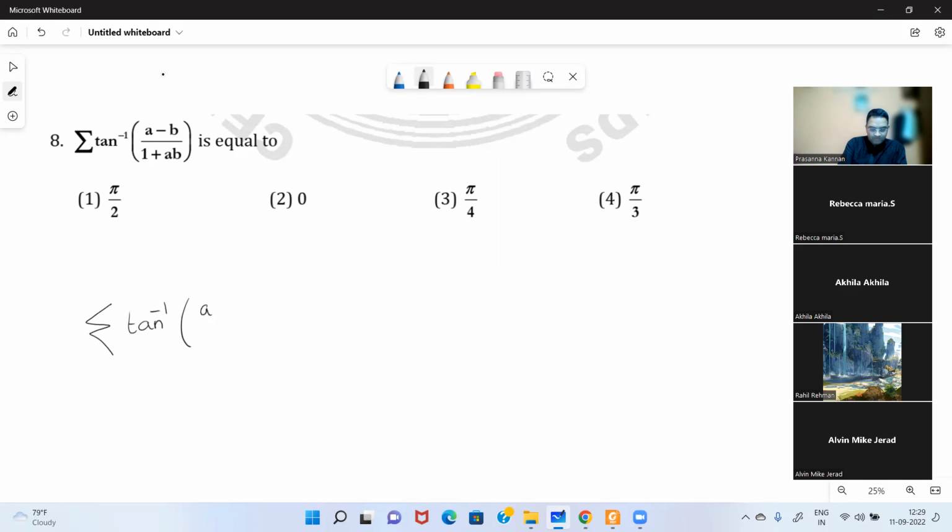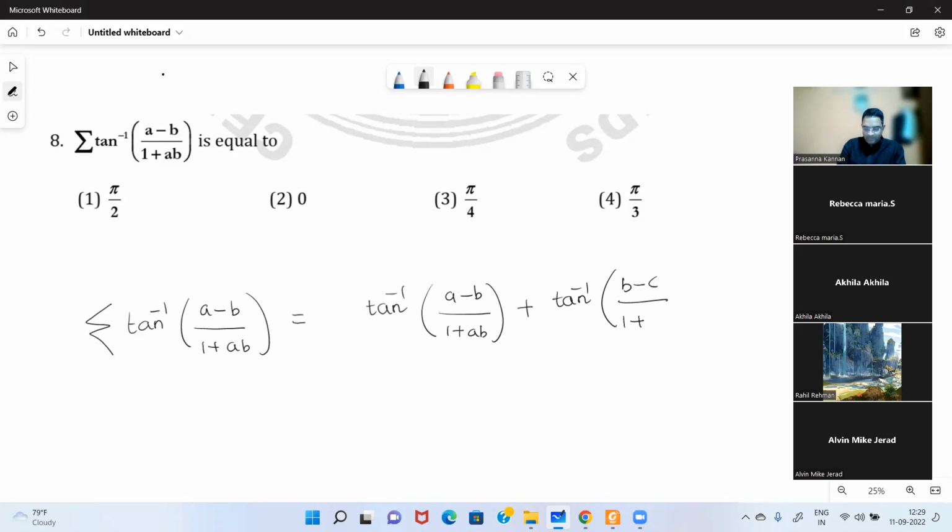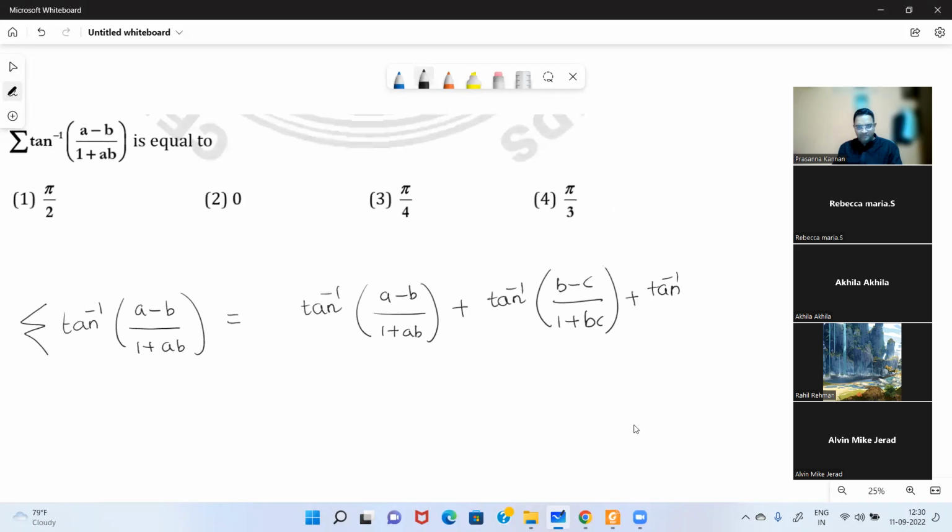So in this case, what is that pattern going to be? Let's see. This simply means it is nothing but tan inverse of (a minus b) by (1 plus ab). Three times you must write it. Then b minus c: tan inverse of (b minus c) divided by (1 plus bc). Plus once more in a cyclic manner: ab, bc, ca, like that.